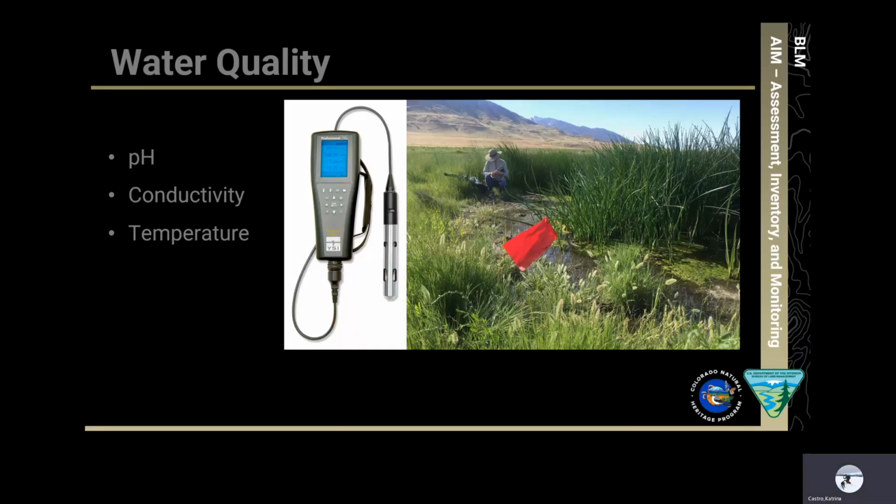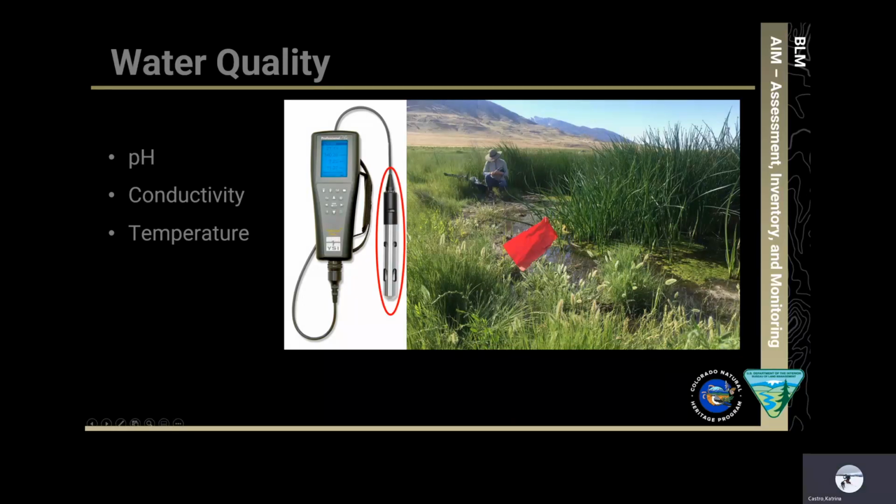Measurements of pH, conductivity, and temperature can all be collected using a YSI sonde or similar multi-parameter water quality probe. These measurements can be taken from multiple locations within the monitoring plot, including within the soil pit, within flowing channels, and in standing or sluggish surface water.